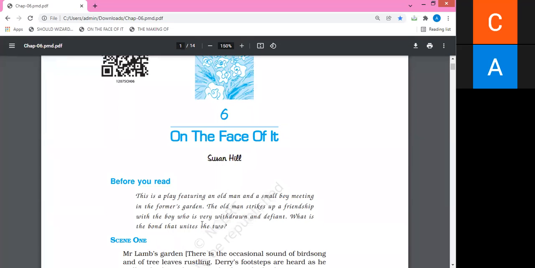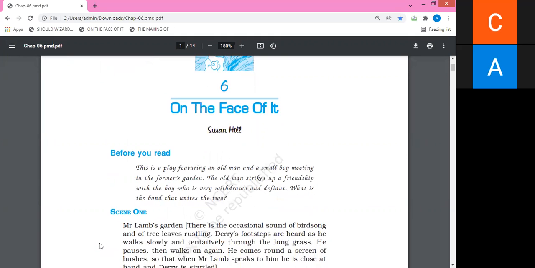So what is the bond that unites the two? Now the question is, why did that old man want to give that small guy a great lesson by extending his hand for friendship? I think very clear up to this particular point. There is no doubt in that. The answer to this query will be there in this particular play, and we will be able to search it out very soon.